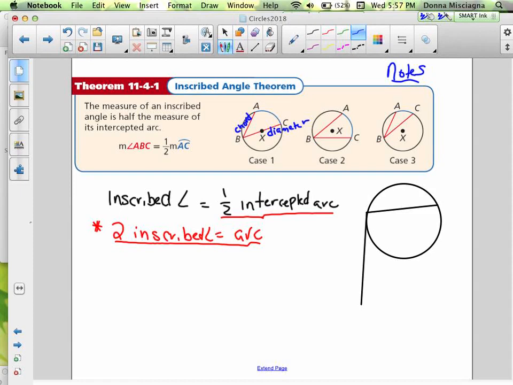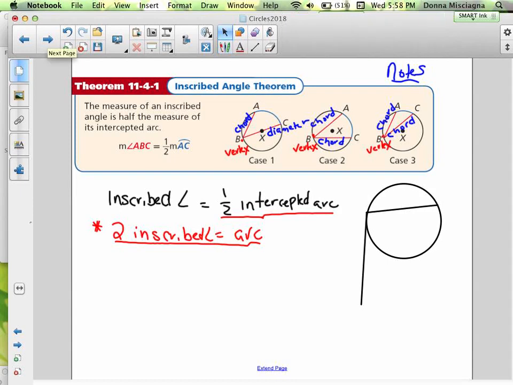Here we have case 2. Case 2 and case 3 really aren't much different. In one case, the center of the circle is in the interior of the inscribed angle. In one, it's not. Doesn't really matter. Either way, this angle is formed by 2 chords. The vertex is right here on the circle. I'll add it to this one too. Right? And in all cases, the inscribed angle is half the arc. The arc is twice the inscribed angle.